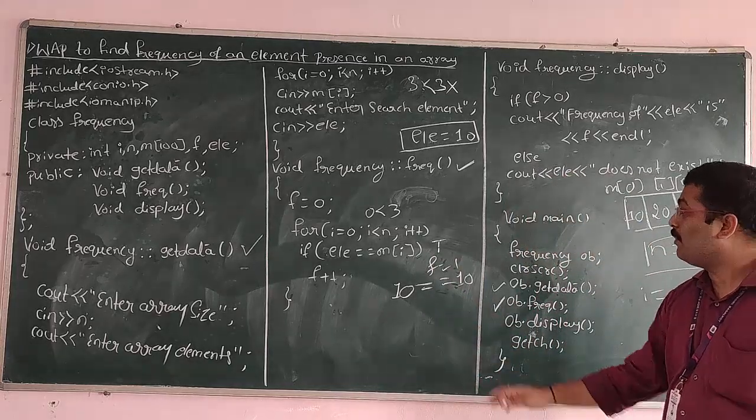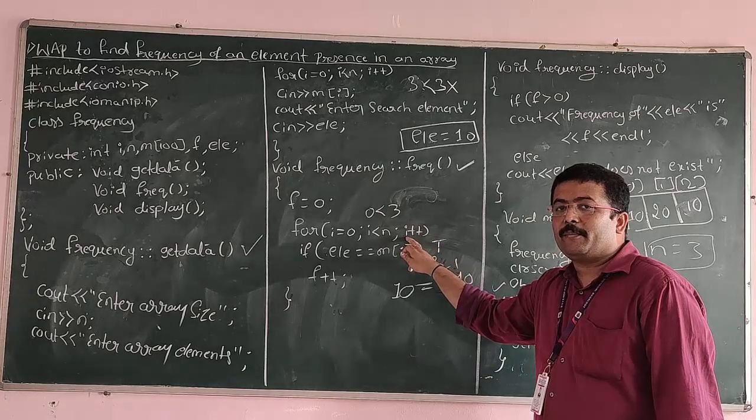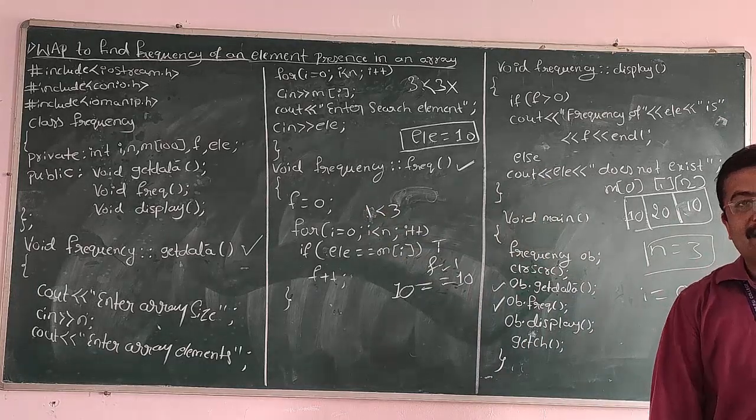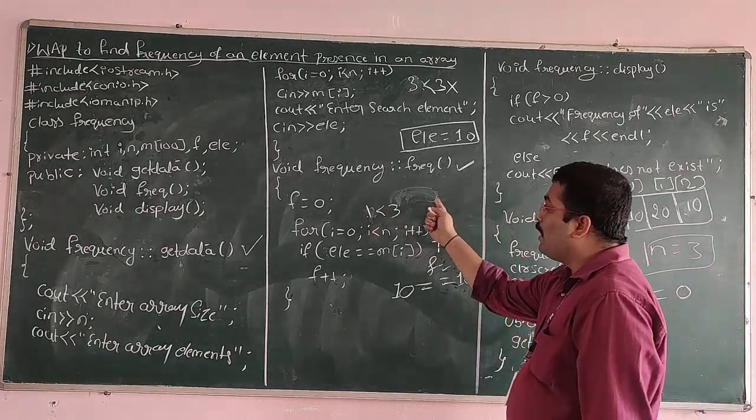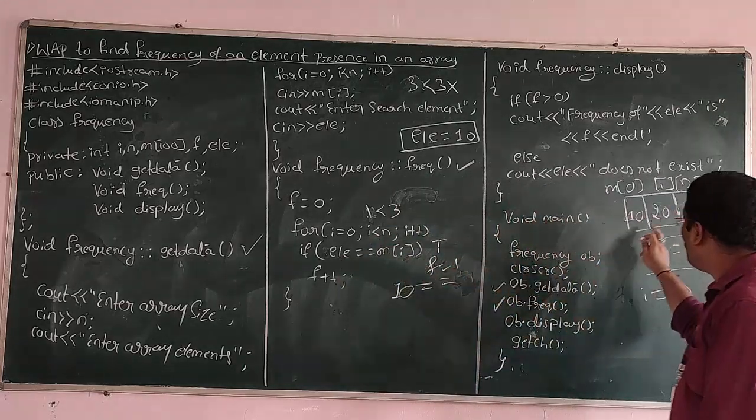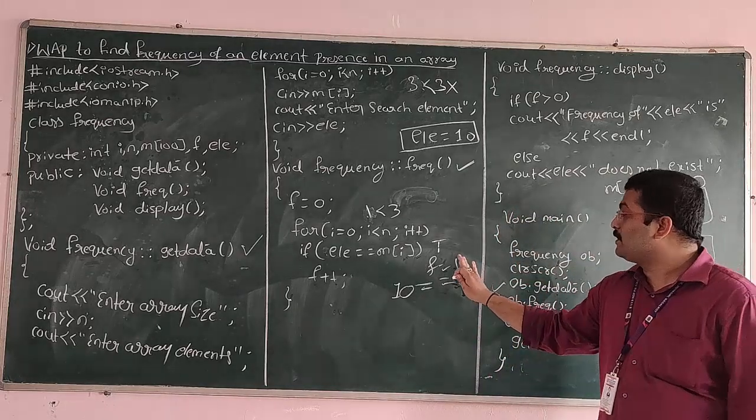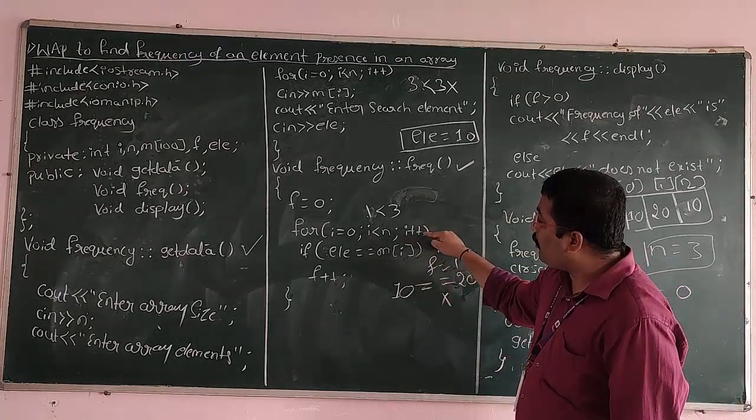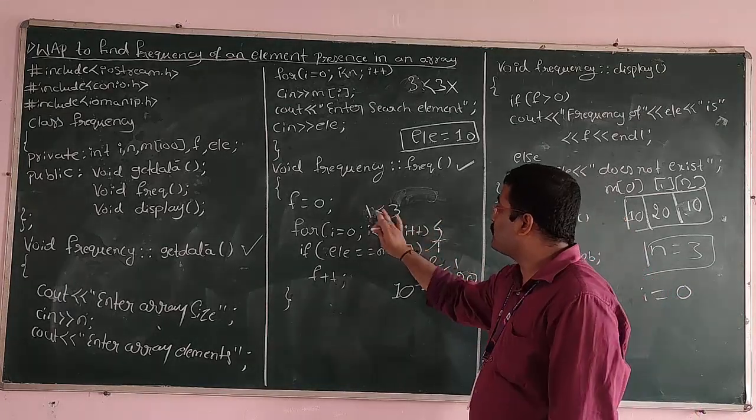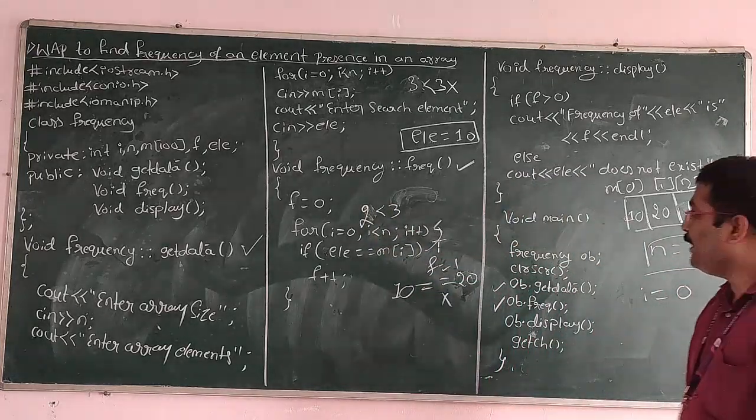F becomes 1 now. Again the for loop is executed. The i value is incremented by 1, so 0 becomes 1. Is 1 less than 3? Yes, the condition is true. Again the element value is 10 and m of 1 is 20. So 10 equals 20? The condition is false. Again the loop is incremented, i becomes 2. Is 2 less than 3? Yes, the condition is again true.